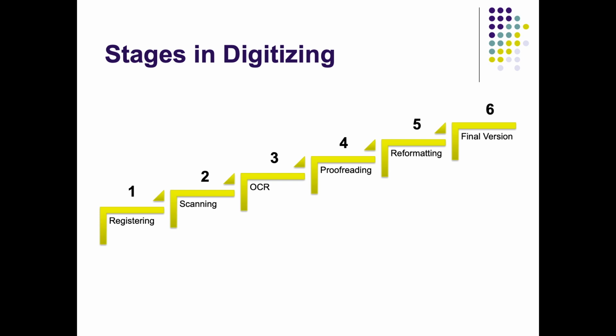Stages in digitizing. Generally, there are 6 stages in digitizing a document for a digital library project. The stages include registering, scanning, optical character recognition, proofreading, formatting, and producing the final versions.